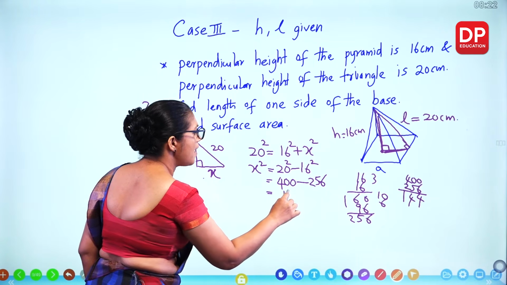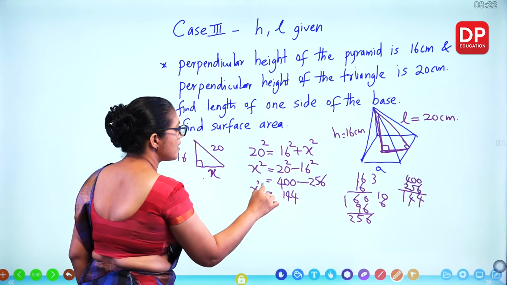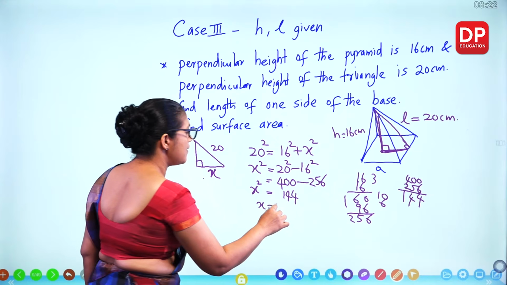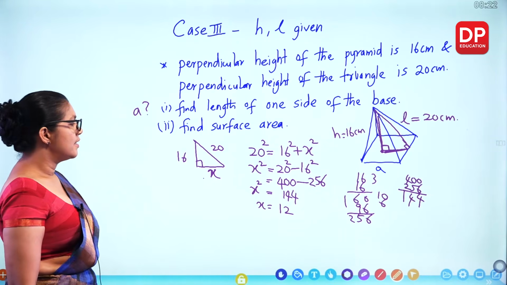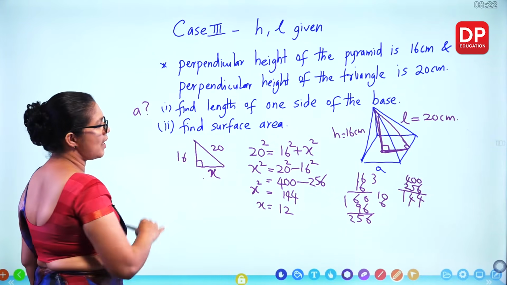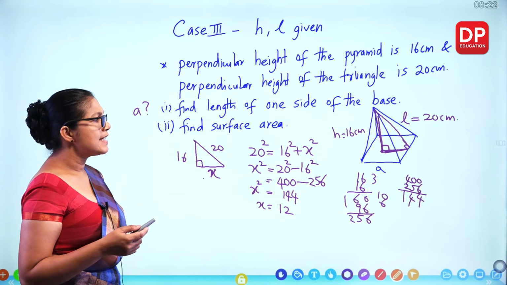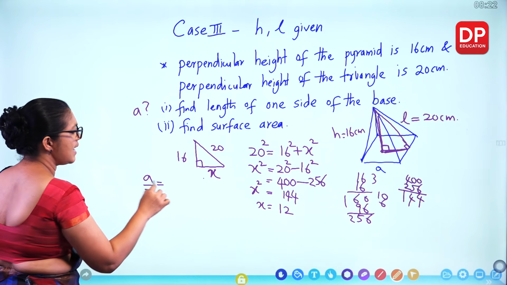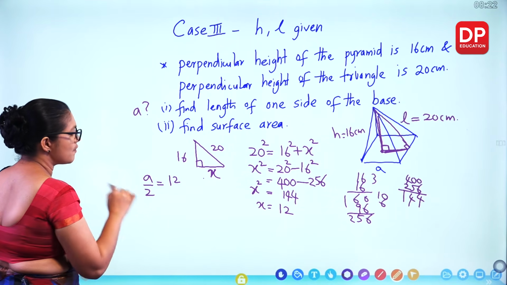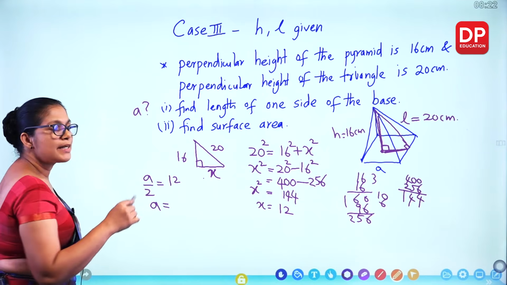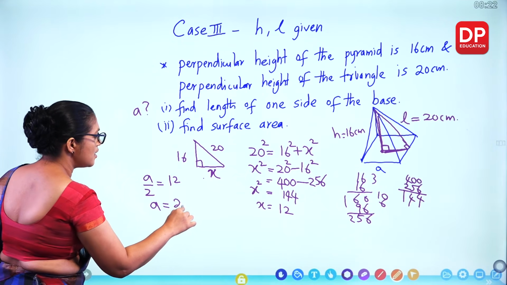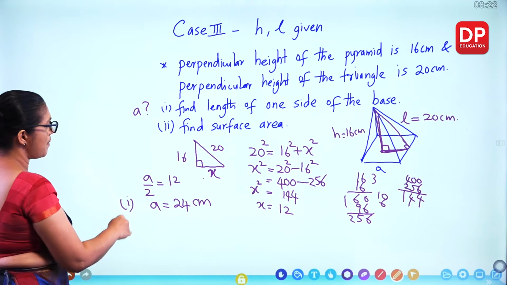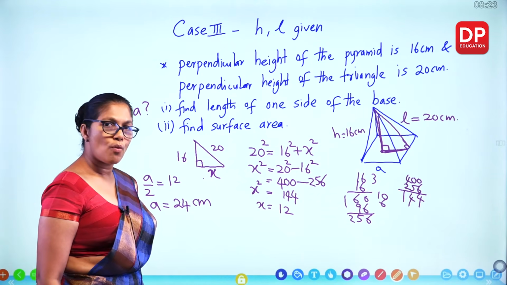144. So 144 is x squared. So what is x? Square root of 144. We know that that's 12. So here this length is 12. So what's that one? That is A over 2. So A over 2, half of the length A, we know that that's 12. So what is A then? You multiply it by 2. 2 times 12, you get 24 centimeters for the first part. So that's the length of one side.